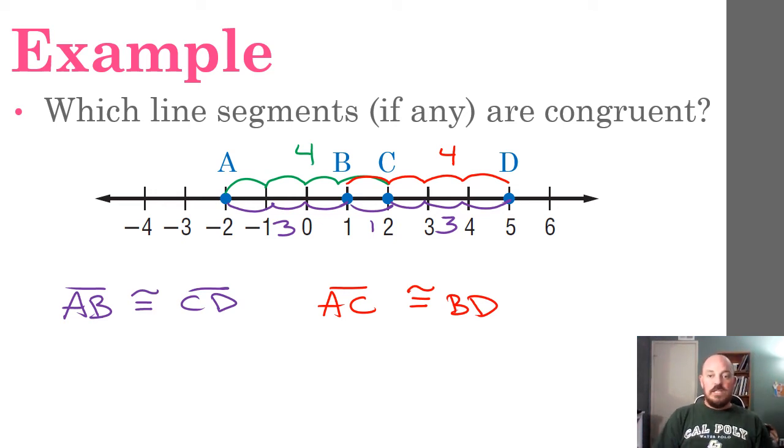So make sure you're checking all the line segments and you're just telling which ones are the same length. So we had 2 of them, the first 2. The length of each of these line segments is 3, AB and CD. And for the second one, the length was 4, but they're still congruent, they're still equal.